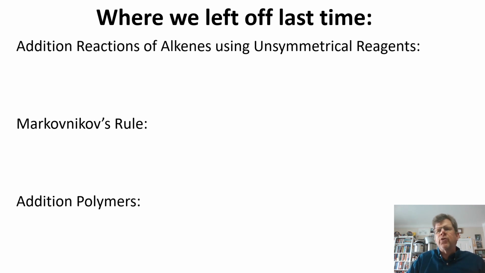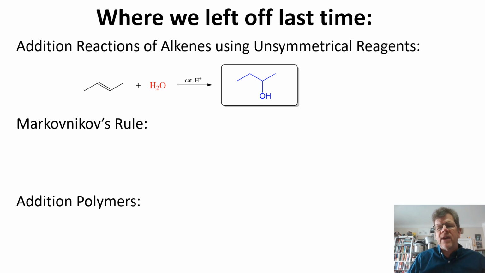Okay, the goal is to finish off Unit 2 in this lecture. So where we were last time, we had finished off with addition reactions of alkenes, this time using unsymmetrical reagents. An example would be the hydration of an alkene, where that reagent is considered unsymmetrical because we were showing it as H, covalent bond, OH. So that's an unsymmetric environment on either side of the covalent bond. So hydration of an alkene was an example of that, as was hydrohalogenation of an alkene.